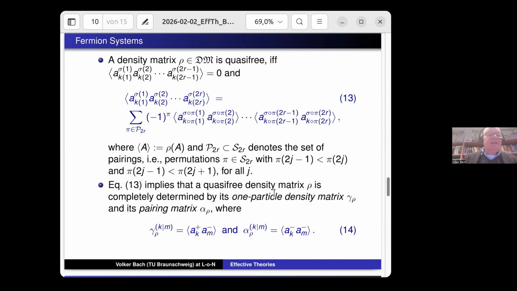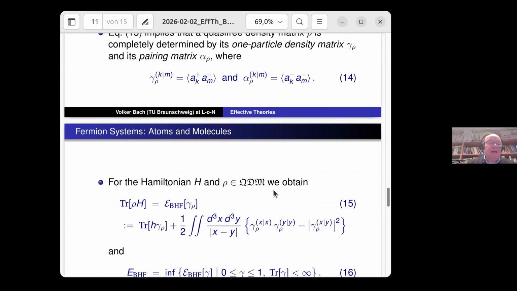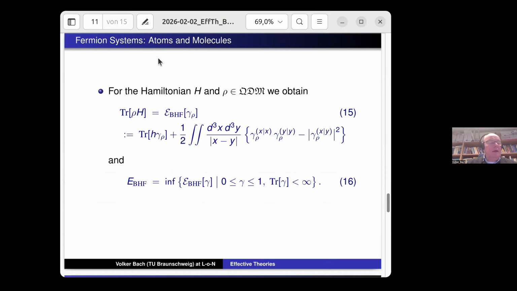And in fact, this is the case if we apply the Bogoliubov-Hartree-Fock approximation to the model with the atoms that we had before. If we apply it, then for the expectation value of the energy we obtain a new functional. This is the auxiliary functional in the theory I'm looking at, the Bogoliubov-Hartree-Fock functional. It depends only on gamma rho, and it is given by equation 15.